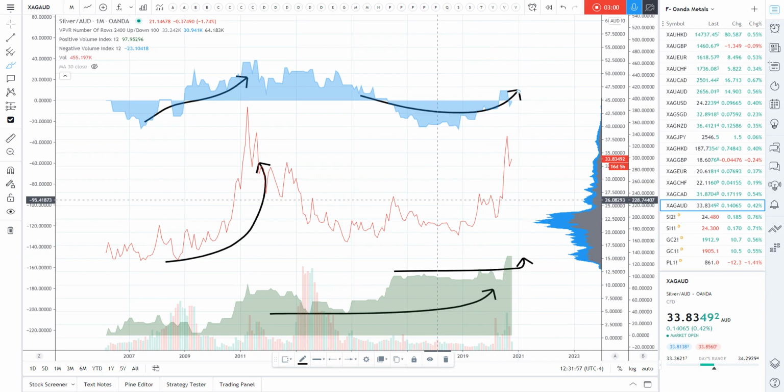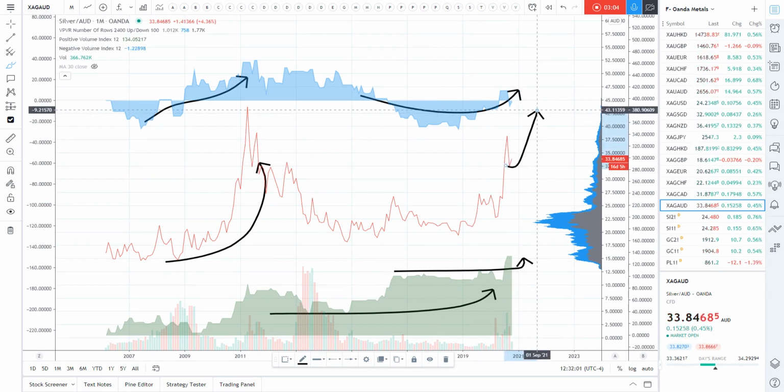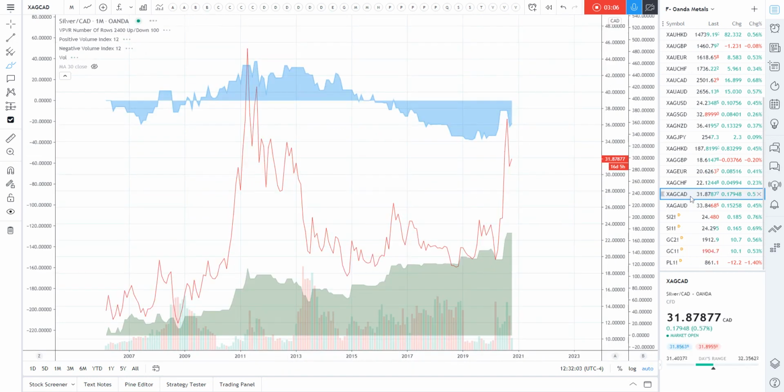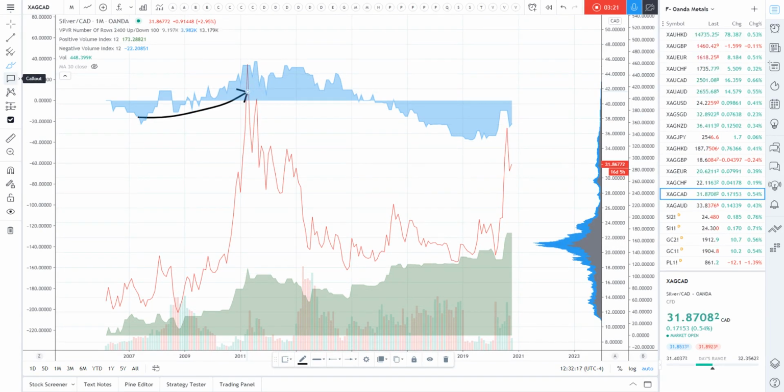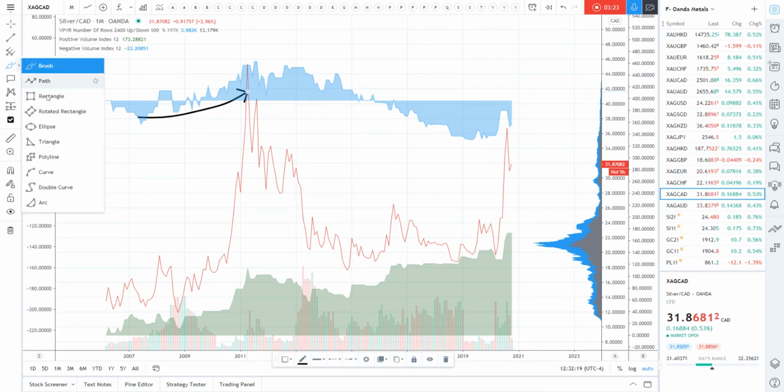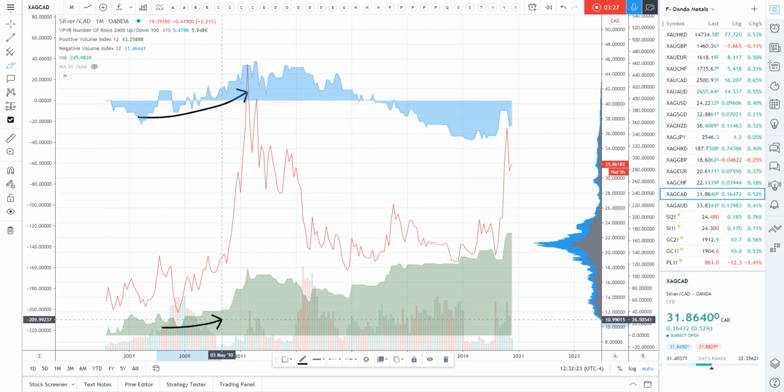My crystal ball says silver in Australian dollars, I'm really expecting this to continue upwards. XAG in Canadian dollars, pretty much the same thing. You see how the smart money was deciding the trend, and usually the negative volume index has a very high percentage of identifying the trend correctly. And the crowd money, I see it as the fuel which pushes a trend into overdrive. So when you get both, look how fast it goes.